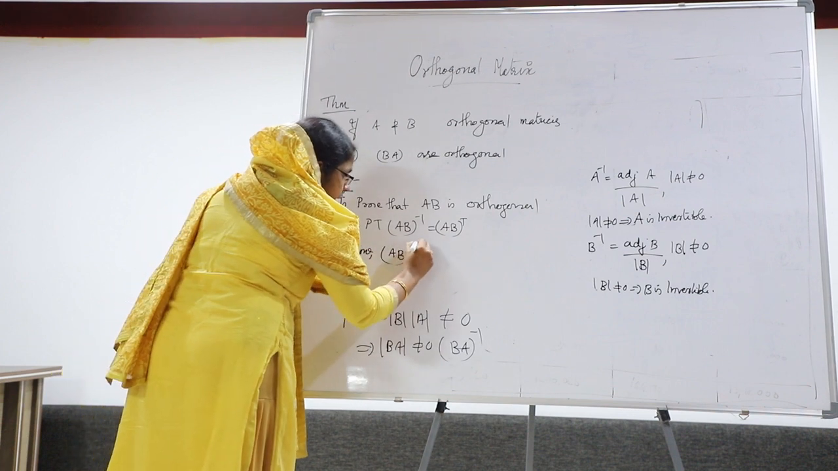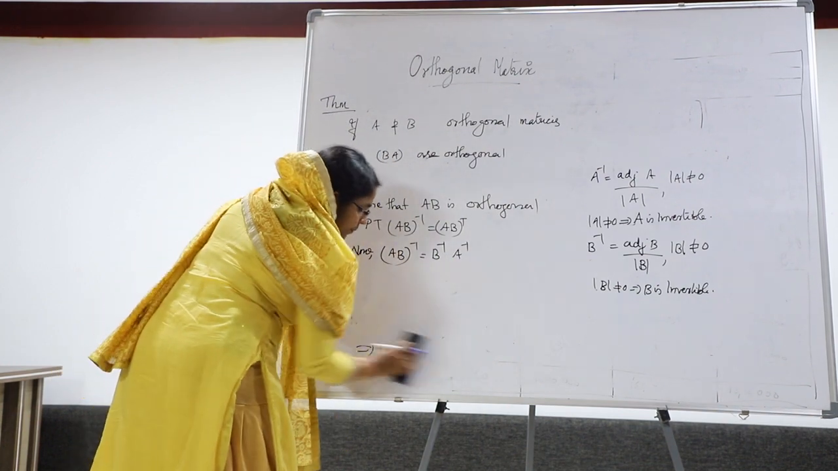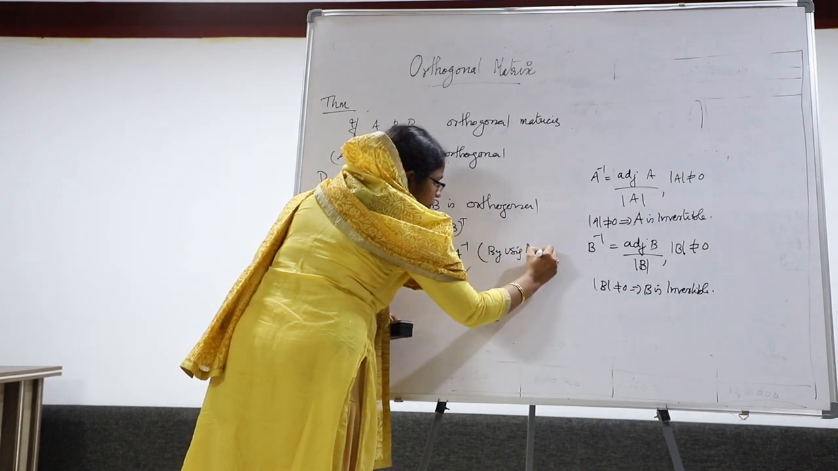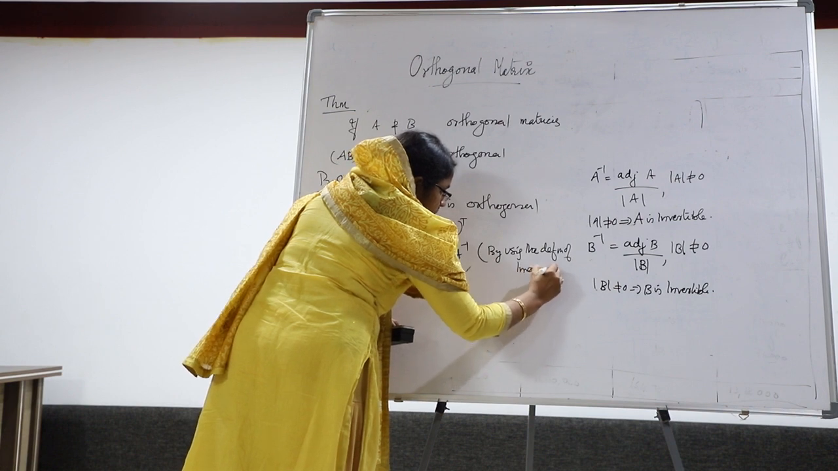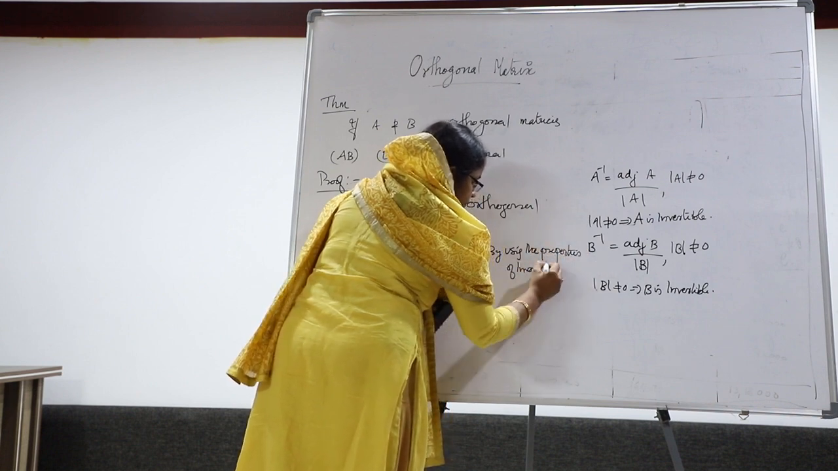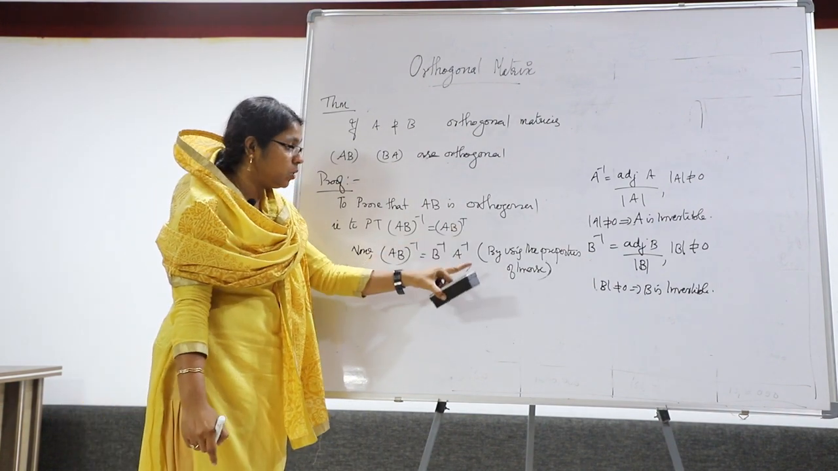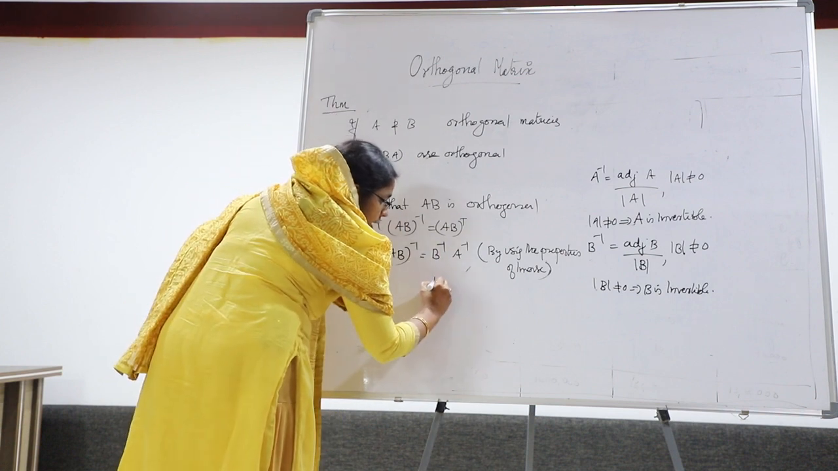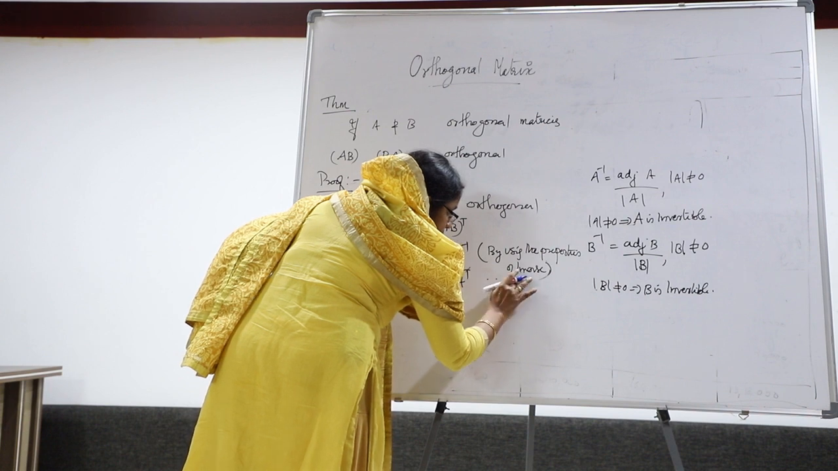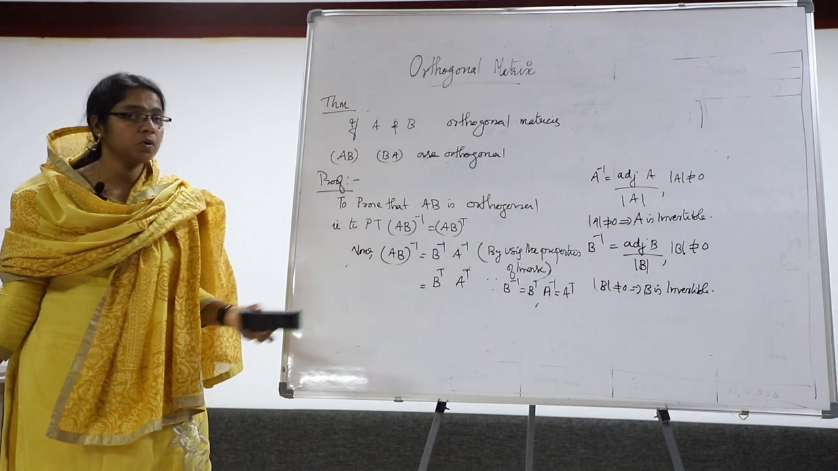Then, AB inverse is equal to, by using the properties of inverses, we can reverse the order: B inverse into A inverse. Then since B is orthogonal, B inverse is equal to B transpose. A is orthogonal, A inverse is equal to A transpose. So we can say that this is B transpose into A transpose. We can write the reason here: since B inverse is equal to B transpose and A inverse is equal to A transpose, since A and B are orthogonal. That is the given condition.